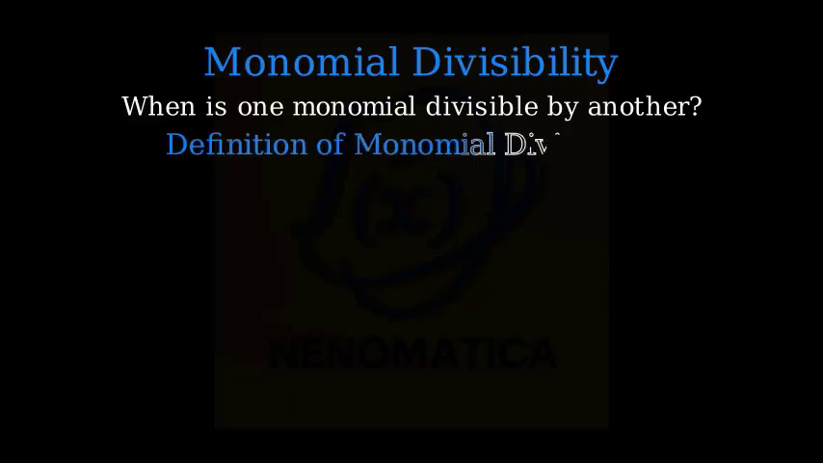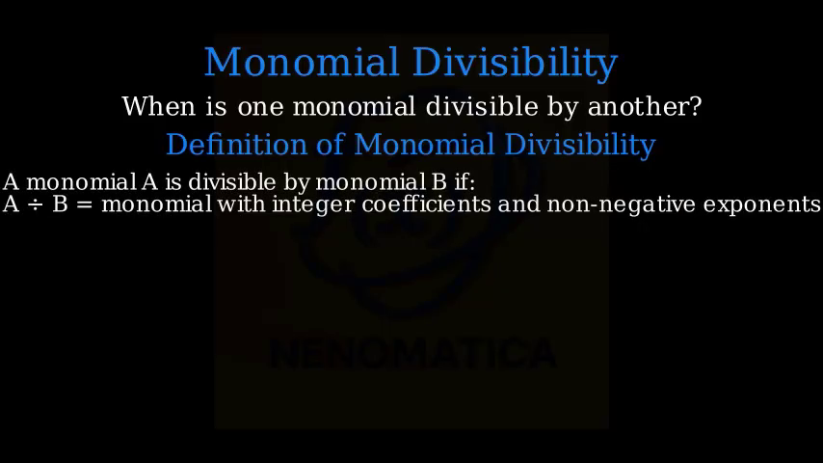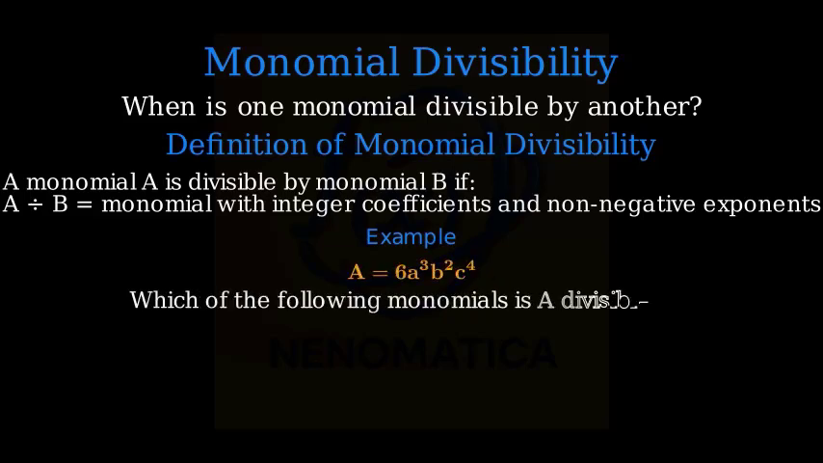Let's start by understanding what it means for one monomial to be divisible by another. A monomial A is divisible by another monomial B if when we divide it by B, the result is also a monomial with integer coefficients and non-negative exponents. Let's consider this example. We have a monomial A equals 6a cubed b squared c to the fourth power, and we want to determine which of the following monomials A is divisible by.